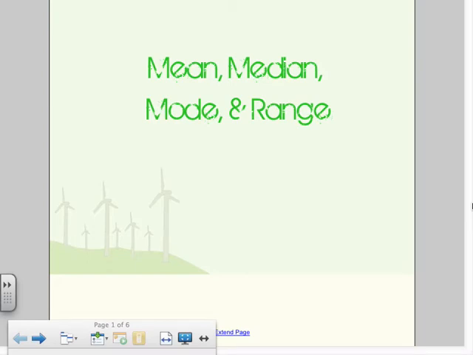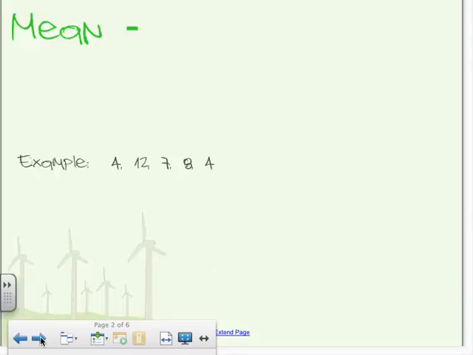Mean, median, mode, and range. So let's start with mean. So mean is just another word for the average.